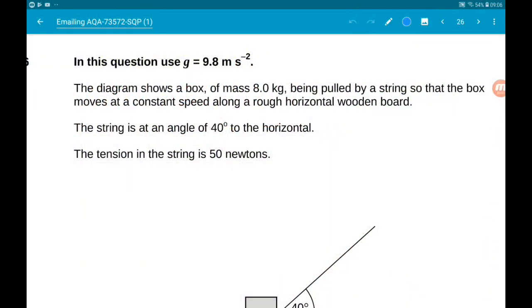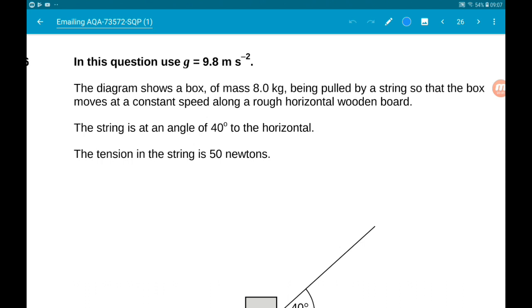Okay, question 16. In this question, use g is 9.8 meters per second squared. So, straight away, that tells us we are dealing with accuracy of two significant figures. The diagram shows a box of mass 8 kilograms being pulled by a string so that the box moves at a constant speed. That's going to be important over a rough horizontal board.